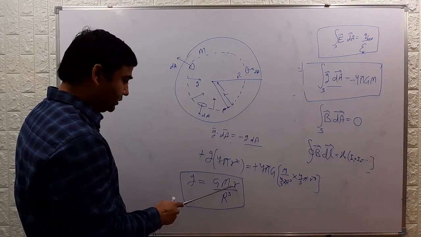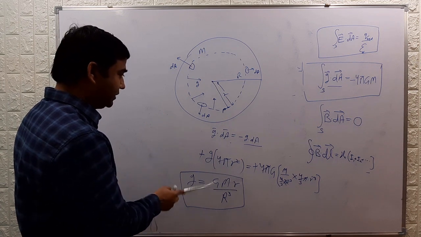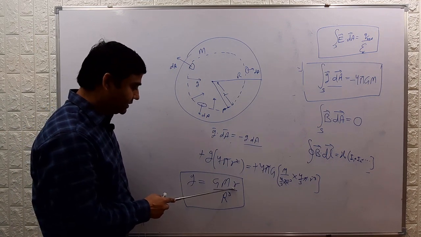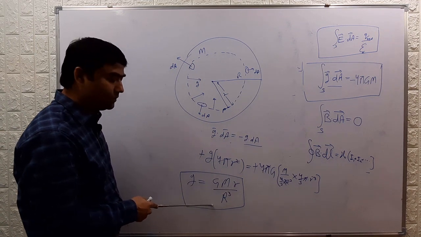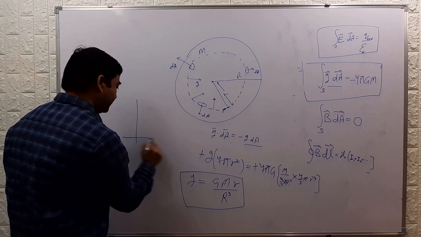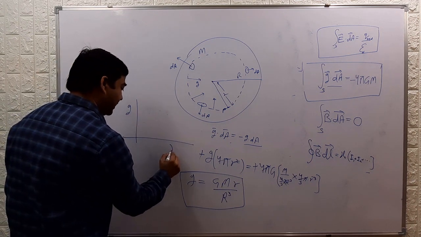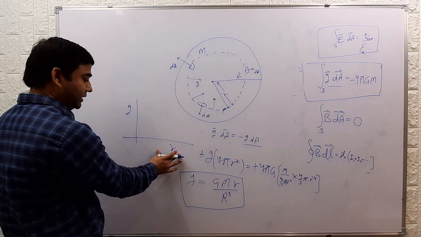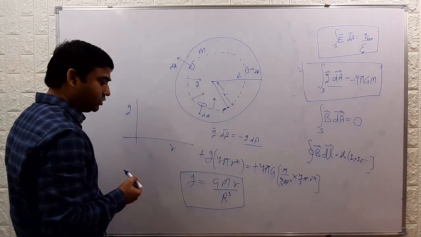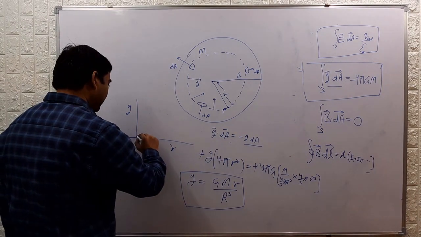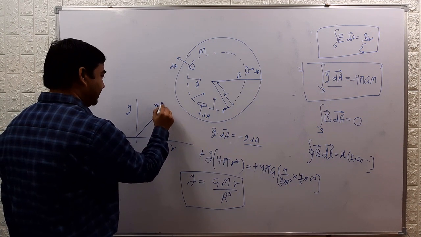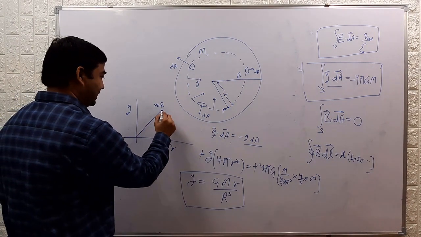Capital R is the radius of Earth, small r is the distance of a point inside Earth from the center. So the gravitational field inside Earth at distance small r from the center is given by this equation. Inside the Earth you can also plot a graph of the gravitational field. This is G and this is the distance from the center. G is a constant, mass is constant and capital R, the radius of Earth, is also constant. So G will increase linearly up to this point, R, which is the radius of Earth, and after that G will decrease.